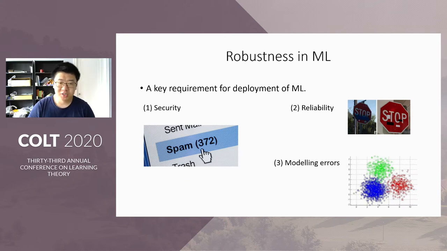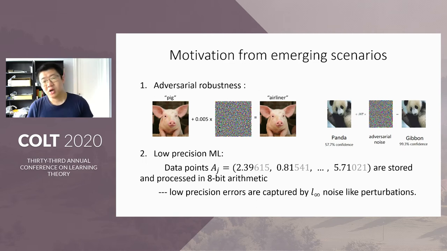So we all know robustness is a key requirement for the widespread deployment of machine learning algorithms from the aspects of security and reliability. In this work, we consider challenges from emerging scenarios. The first one is adversarial robustness, where image classification systems are attacked by adversarial perturbations on each pixel. The second one is low-precision machine learning systems, where data points are stored and processed in few-bit arithmetic.